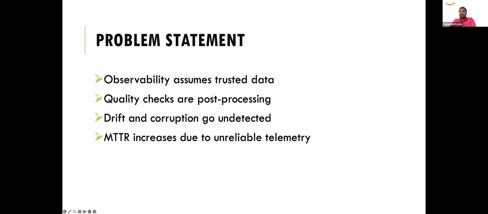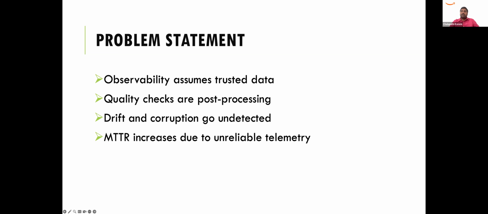Our work begins with the premise that telemetry must be treated as evidence. Therefore, quality assurance must be embedded into the pipeline itself, instead of putting the quality in later into the pipeline once the data is ingested.